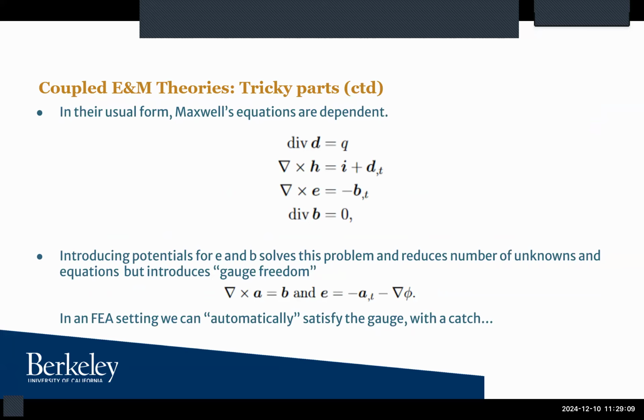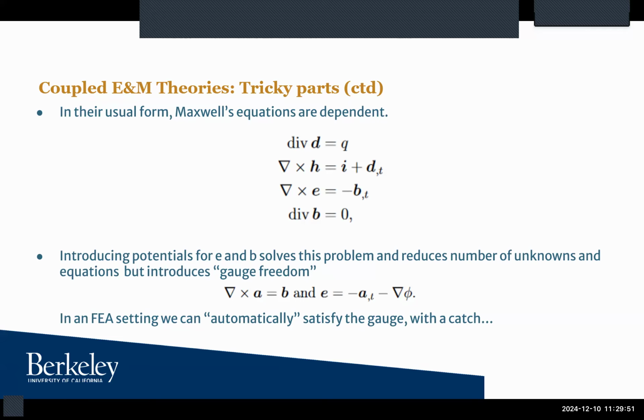And so another tricky thing is that in their usual form, Maxwell's equations are dependent. If you just count quickly, we take J and Q to be known. There are 8 equations here, because there are 2 vector equations and then 2 divergence equations. So 8 equations, 6 unknowns, with the constitutive relations: H is related to B via a constant, E is related to D via a constant. So these are Maxwell's equations. We have 6 unknowns, 8 equations, it's overdetermined.